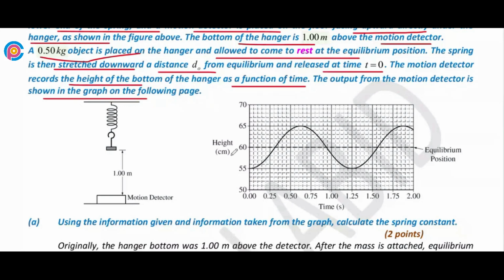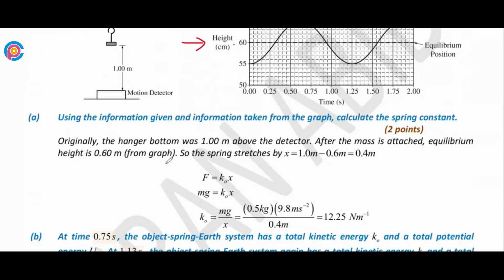As you can see, this is the equilibrium position, 0.6. So it means when we add the hanger and object to the spring, it comes to the equilibrium position 0.6. So there is a 0.4 extension by adding the mass. Okay, we'll now calculate what is asked.